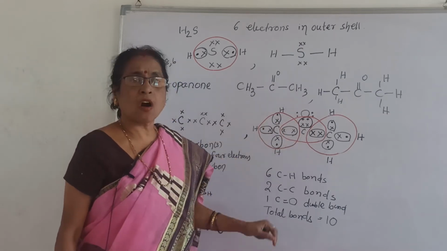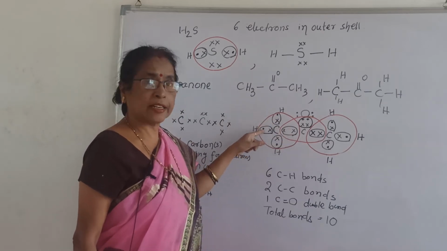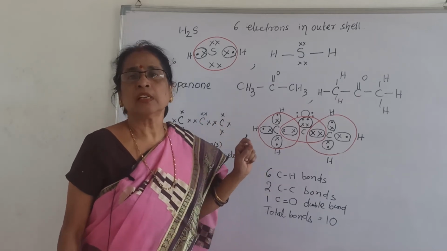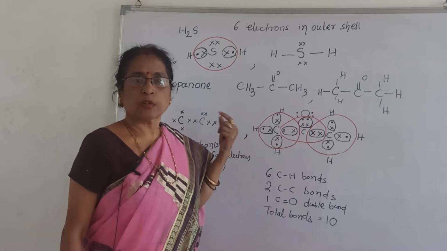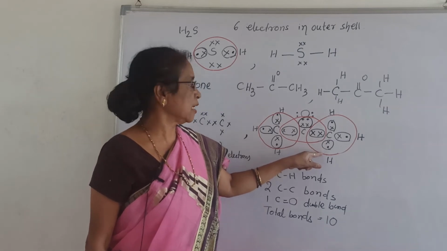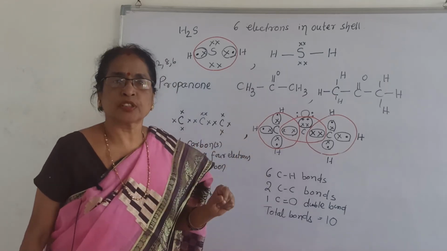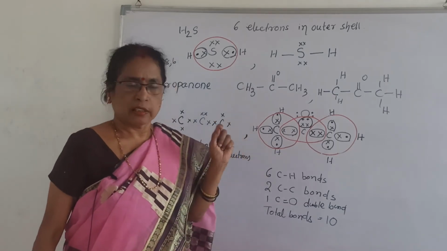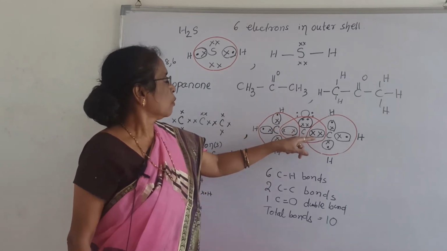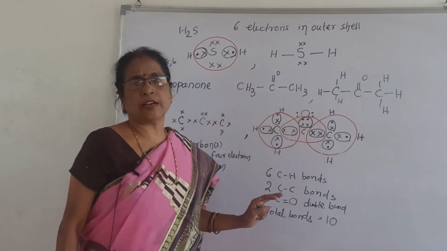Now what happened? Carbon also satisfies the octet rule. See here also 2, 4, 6, 8. 8 electrons, that satisfies the inert gas configuration, that is neon. Outer shell how much? 8. Octet rule follows. Similarly this carbon is also the same case, it follows the octet rule configuration, the inert gas configuration, that is neon. Then this carbon you can observe here 2, 4, 6, 8. This carbon also satisfies the octet rule.